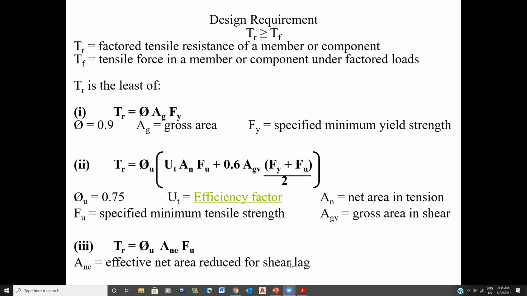Now, don't worry about this. We'll be covering shear lag in about 2 weeks, and we'll explain what this means. Today, all we're going to be worrying about is the first two, and in a couple of weeks, we'll be worrying about this third one. But we will be going through all three equations, and especially when we're doing connections for double angles and such, we'll be looking at all three possibilities. So these are the three equations.